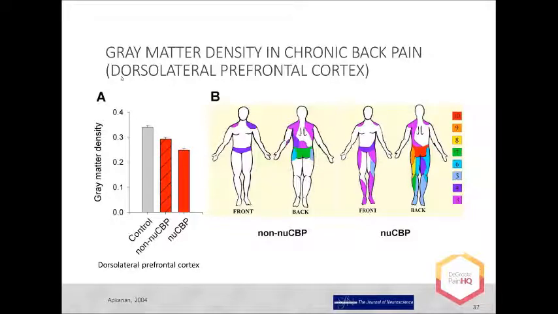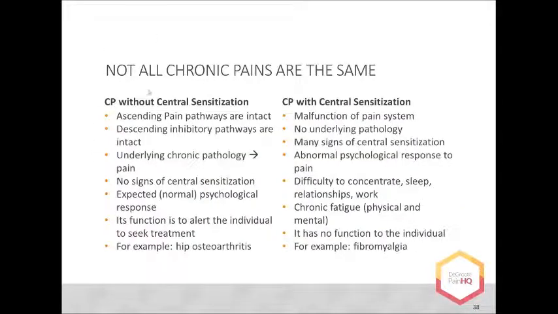And this is the area of the brain that atrophies, the dorsolateral prefrontal cortex. Why is that important? Because of chronic pain with central sensitization. Without central sensitization, a person that has chronic pain but doesn't have central sensitization in the brain or the spinal cord, it means that the ascending pain pathways are intact, the descending inhibitory pathways are intact, they have an underlying pathology that explains the pain, there are no signs of central sensitization, and there is a normal expected psychological response. Yes, of course, they're sad, their mood is depressed, but the pain has a function, and the function is to alert the individual to seek treatment. So an example of a good pain is, for example, hip osteoarthritis.